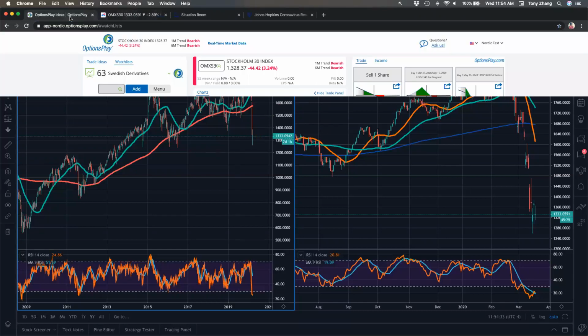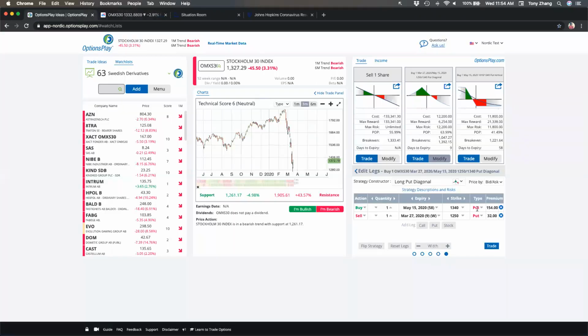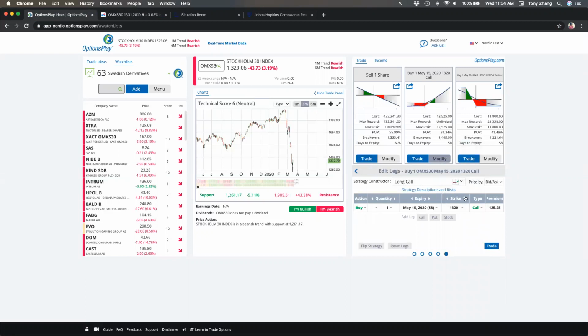Now, let's take a look at how we position for that. So what we're going to do here is flip this to a call option. We're going to use, let's say, a 1330 call option, which is an at the money call option. This currently costs 120 crowns, right? Which gives me a break-even price of 1449, which is quite high here.